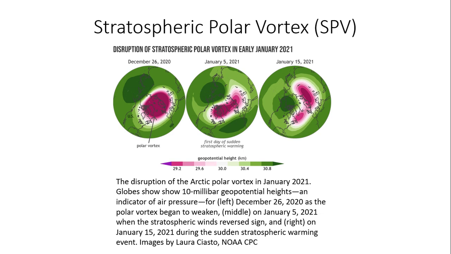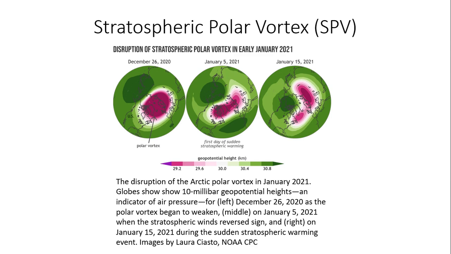At this time it looks like it's being stretched or elongated. The middle image of January 5th, 2021 definitely shows elongation of the polar vortex as it's displaced off the polar areas. It was also the first day of sudden stratospheric warming on January 5th. And then on January 15th, we have two lobes of the polar vortex that have been displaced. The polar vortex has split into two main vortices. So you can see how the progression occurred from late December through mid-January.